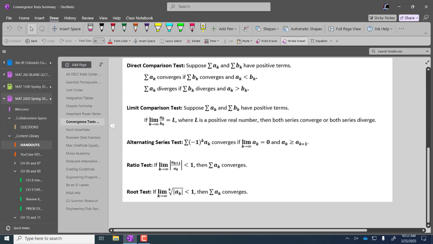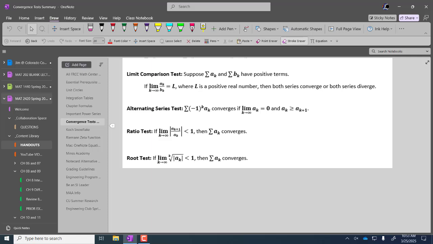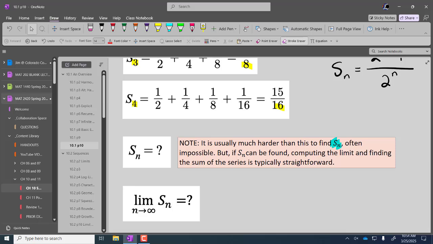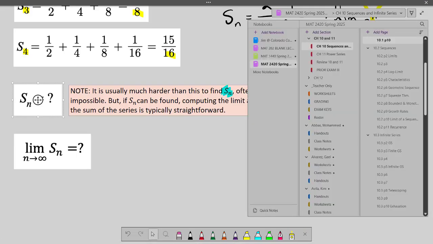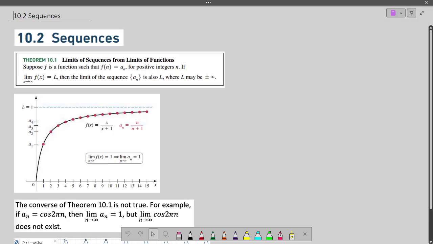The rest of these, though, the whole point of those is that if you can't find S sub n, you need another way to analyze the series and whether it converges or diverges. And so if you don't have S sub n, that's what the rest of this stuff is for. That's what we spend the next month dealing with. So it would be really ideal if we could always find S sub n, but we can't. But when we can, it's great. Then it's easy. Then we just have to take the limit. Okay, so let's go to the sequence section now, and we'll get a little more practice taking limits.